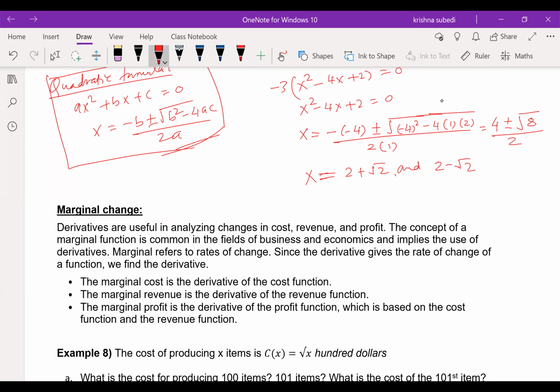Derivatives are useful in analyzing changes in cost, revenue, and profit. The concept of a marginal function is common in the field of business and economics, and what it means is it just implies the derivative. So marginal refers to the rate of change. And so if we want to find the marginal revenue, marginal profit, marginal cost, we just find the derivative of those functions, okay?